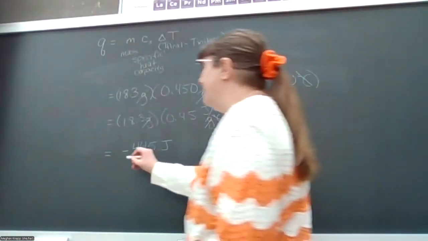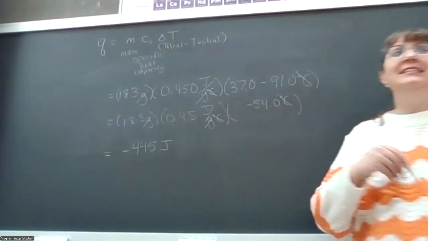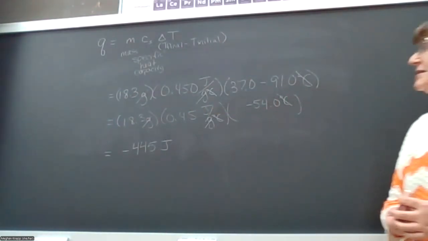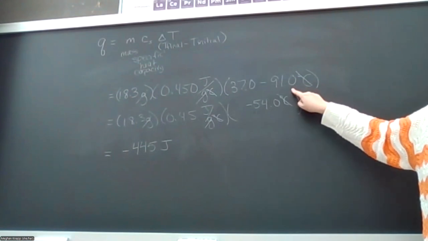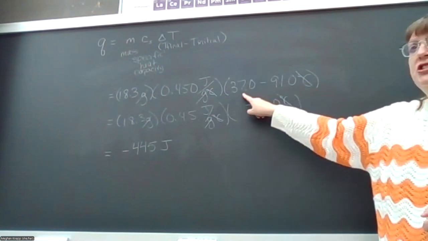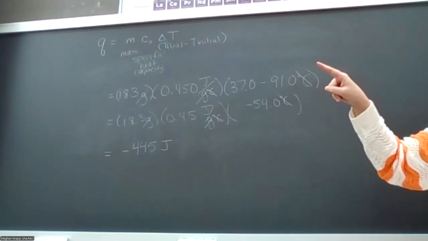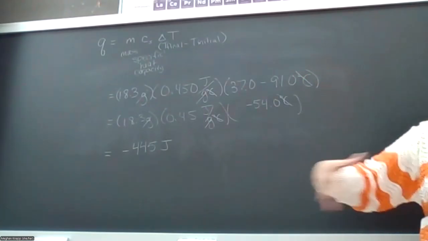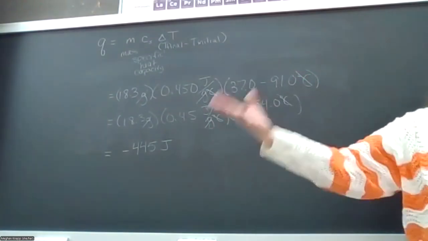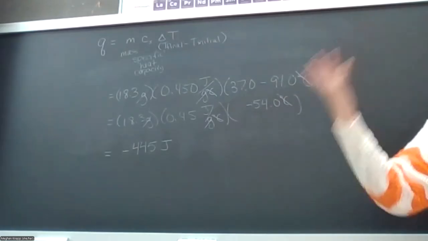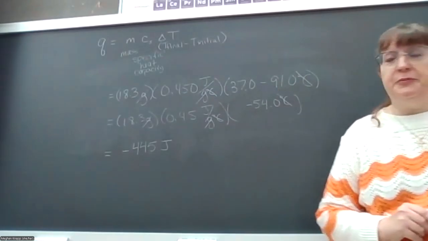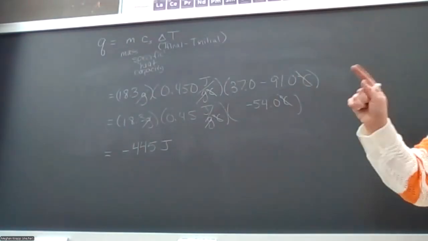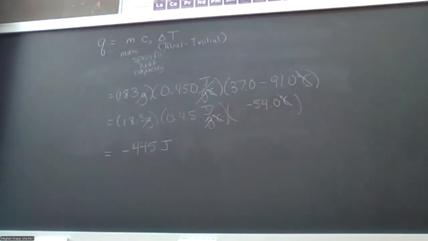Okay, this negative means that energy is leaving the iron. So let's see if that makes sense. The iron started at 91 degrees, energy left, and then it was 37. Does that make sense? Yeah, so as the thermal energy left the iron and it went somewhere else and went into the water around it or the air around it or whatever, as it left, the temperature dropped. Okay, now if you're paying close attention on that table at the top, take a look at the units.